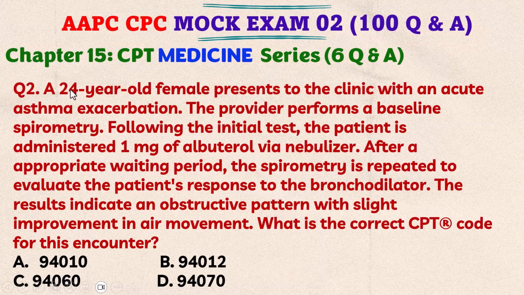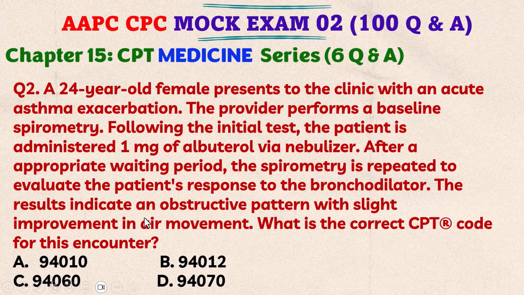Question number 2. A 24-year-old female presents to the clinic with an acute asthma exacerbation. The provider performs a baseline spirometry. Following the initial test, the patient is administered 1 milligram of albuterol via nebulizer. After an appropriate waiting period, the spirometry is repeated to evaluate the patient's response to the bronchodilator. The results indicate an obstructive pattern with slight improvement in air movement.